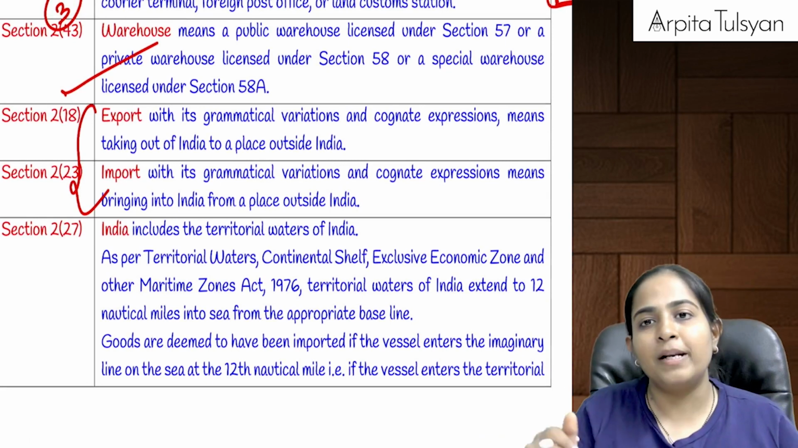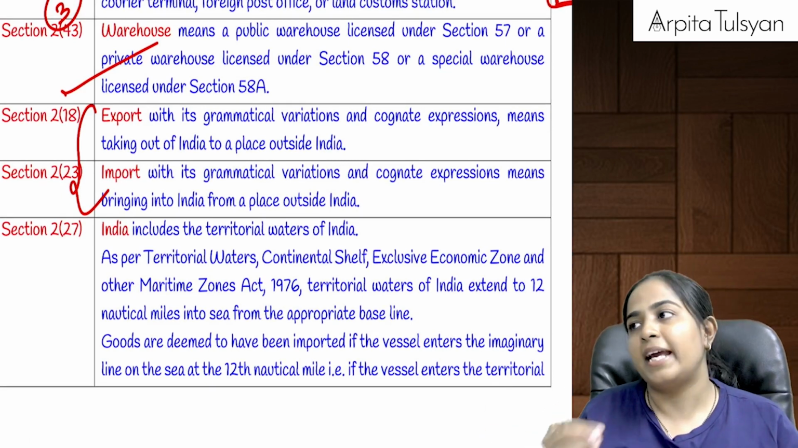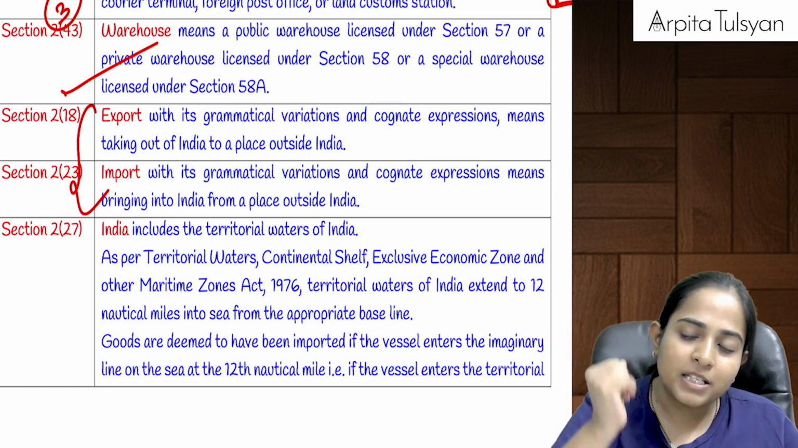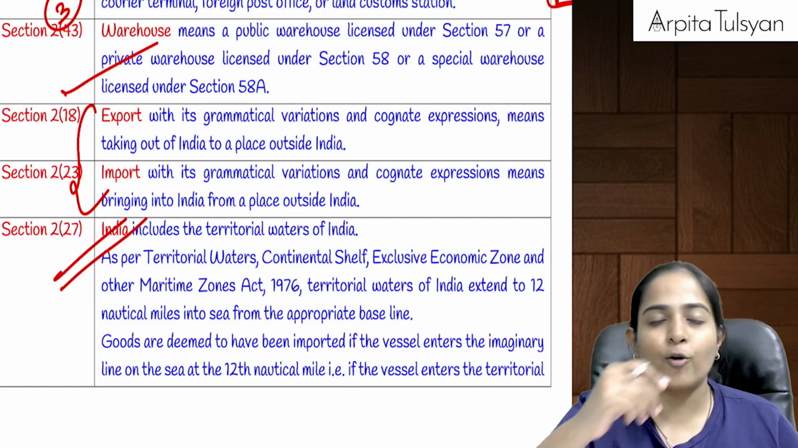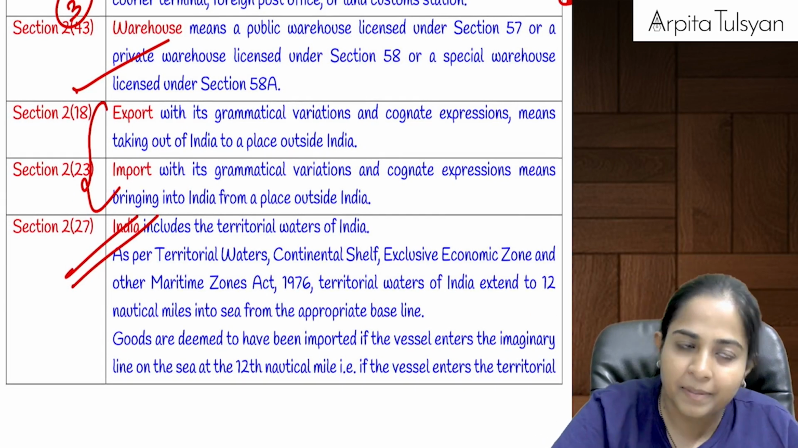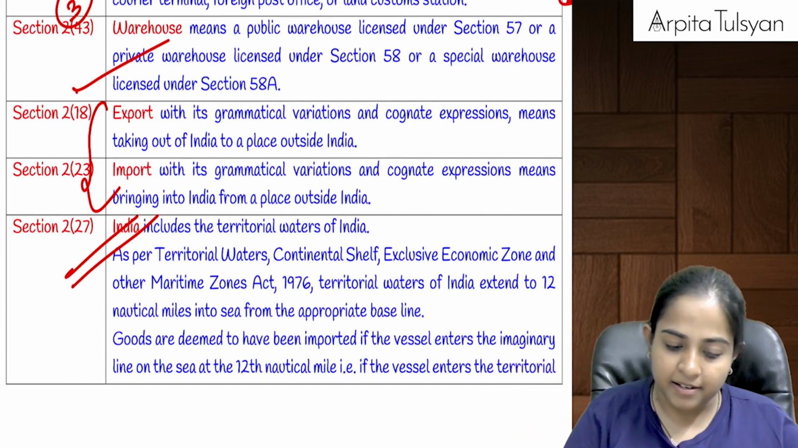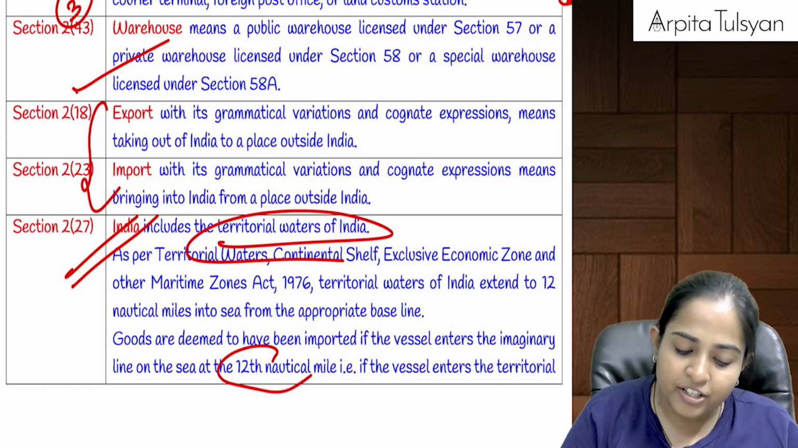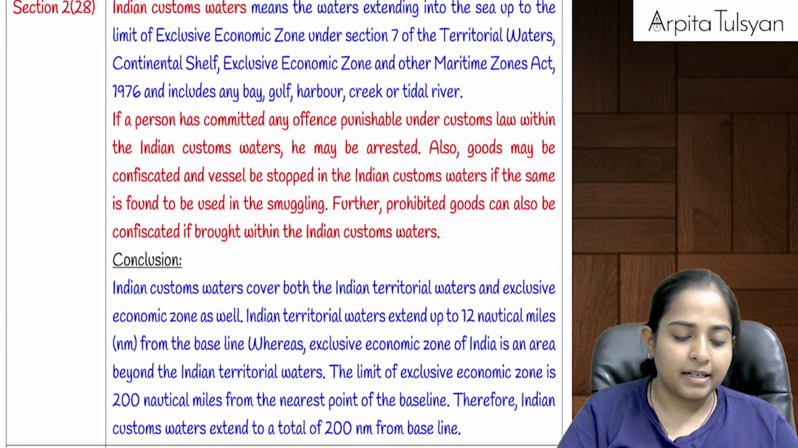Then, what do you mean by the term export and import? Export normally means taking the goods outside the country, and import means bringing the goods inside the country. Next definition is of India, which we have already done in the GST law. The same definition applies here also. India is going to include all the places here in India, plus the territorial waters of India, which go up to 12 nautical miles from the baseline.